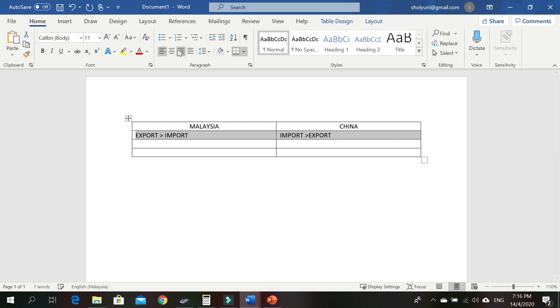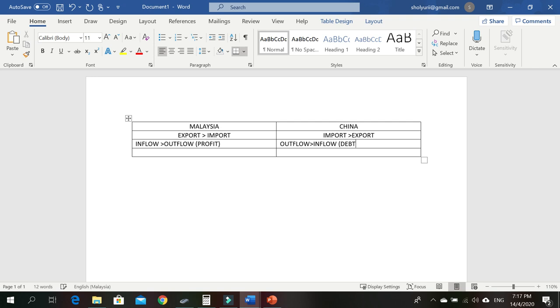So, this is not a win-win situation. Why? Malaysia, of course, our inflow is much more than our outflow. We have profit. But the opposite in China. China outflow dia akan lagi besar daripada inflow. So dia akan ada debt, hutang dengan Malaysia.